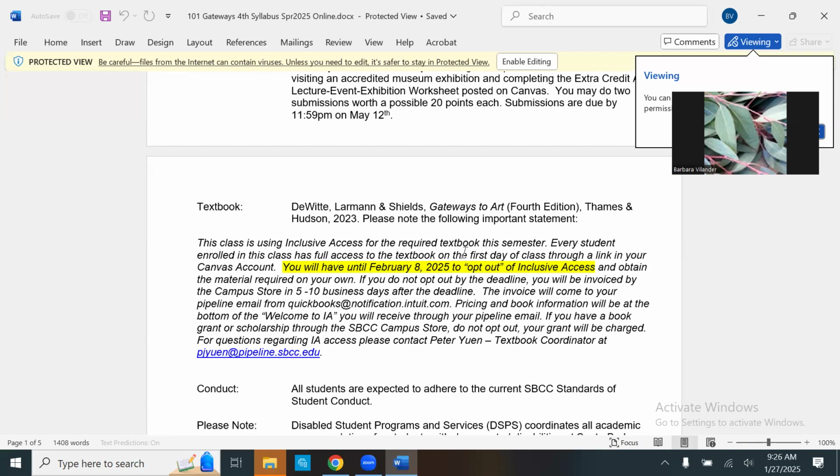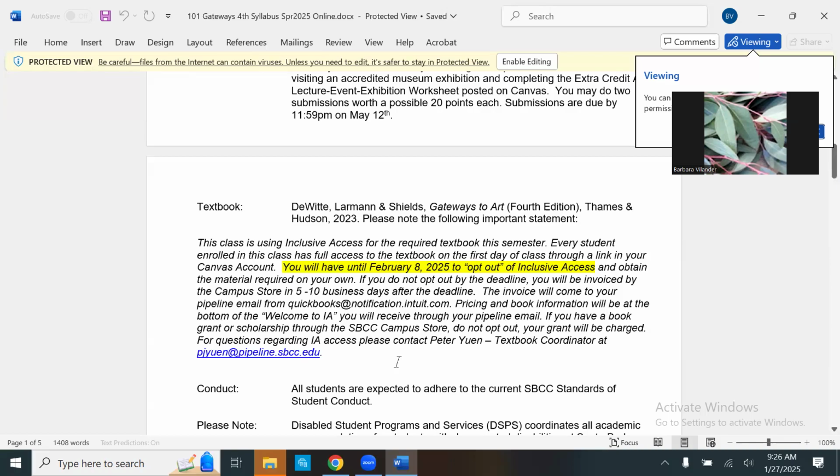But if you would prefer to have a paper copy of the book or would like to use the copy that I have on reserve in the library and save the money, you can do that. But you have to opt out of inclusive access or you're going to be charged for that textbook. Okay, and I'll show you the information about that. If you have any questions, you can contact Peter Ewan at the bookstore.